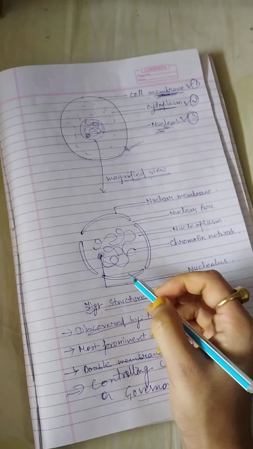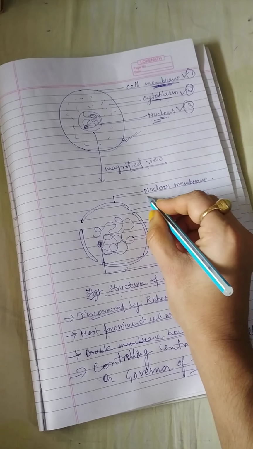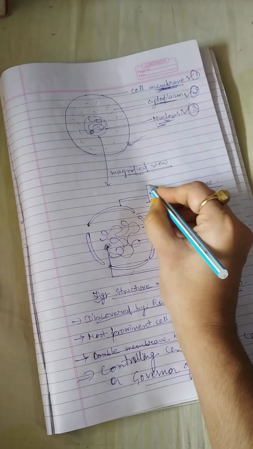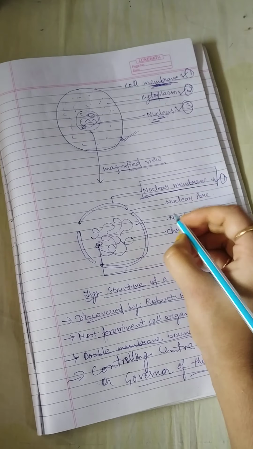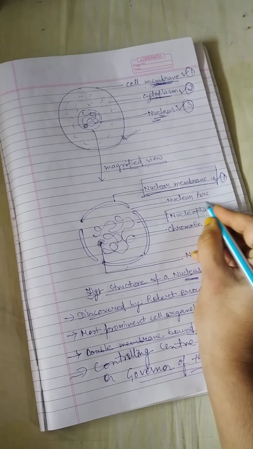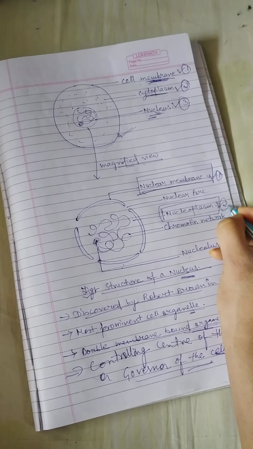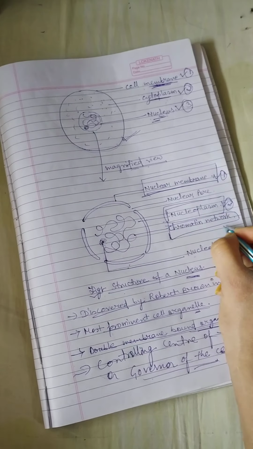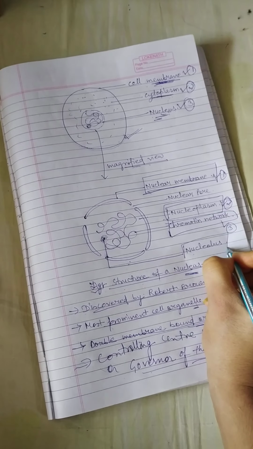So let us see what the different parts of a nucleus are. The nucleus is mainly composed of four main parts. The first part is the nuclear membrane. The second part is the nucleoplasm. The third part is the chromatin network. And the last, most important part, the fourth part, is the nucleolus.